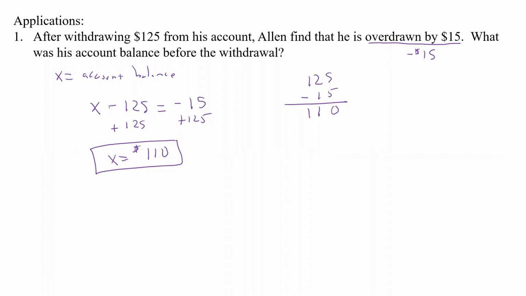Now, does that make sense with the whole problem we had? Well, if we take 110 minus 125, does that equal a negative 15? What we're going to have to do is take the larger, which is 125, minus the smaller, which is 110. So that's 5, that's 1, that's 15. The larger one was negative, so it's negative $15. So that does check out as the original balance.